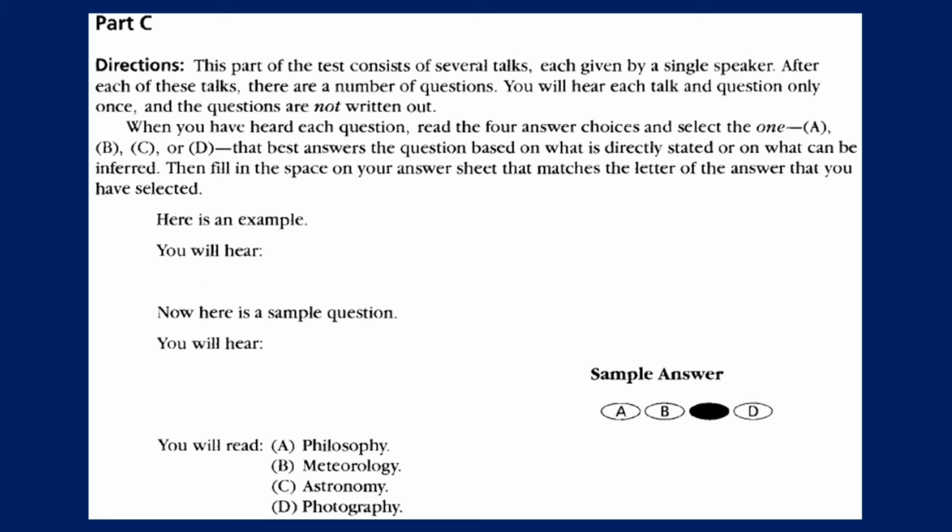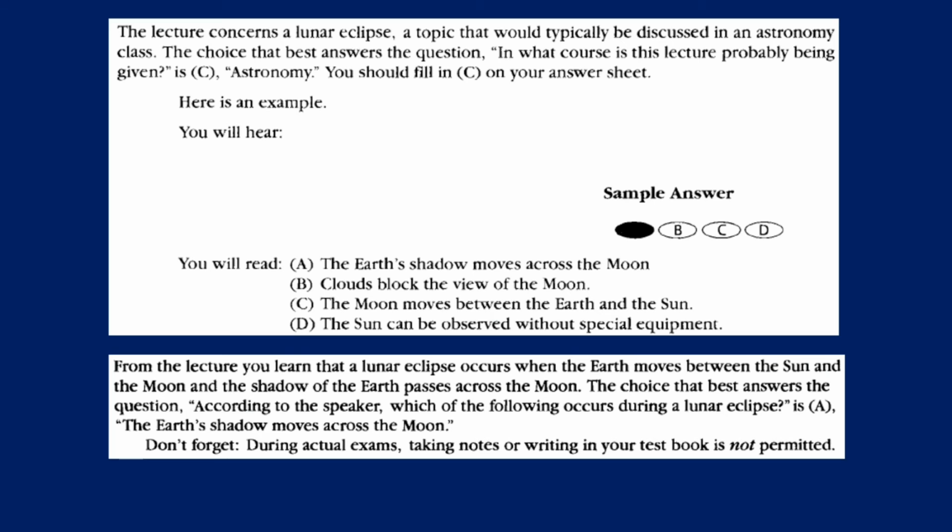Now, here is a sample question. You will hear, in what course is this lecture probably being given? You will read, A. Philosophy, B. Meteorology, C. Astronomy, D. Photography. The lecture concerns a lunar eclipse, a topic that would typically be discussed in an astronomy class. The choice that best answers the question, in what course is this lecture probably being given, is C. Astronomy. You should fill in C on your answer sheet.